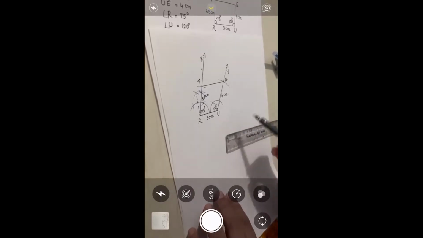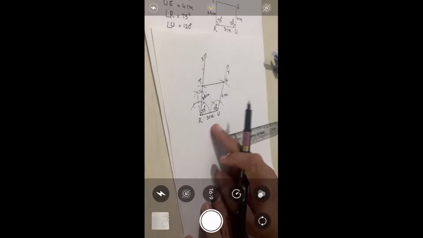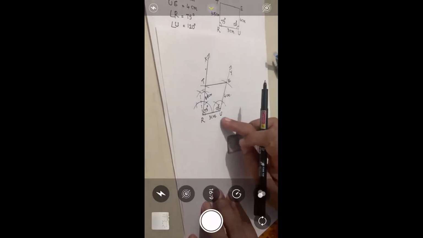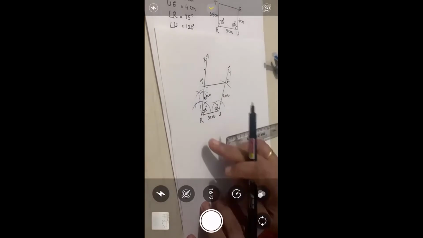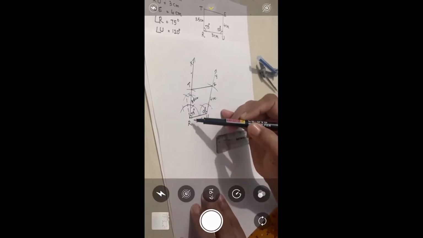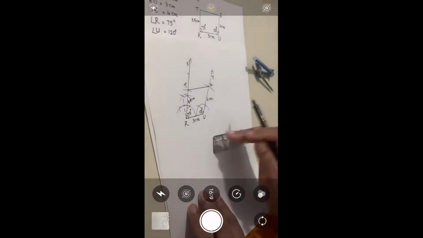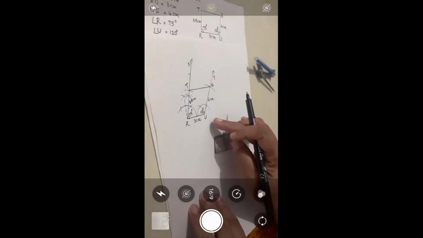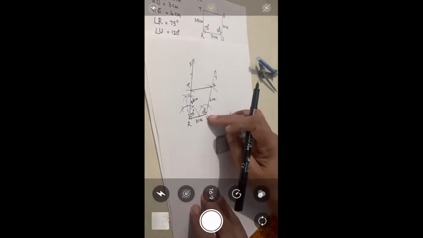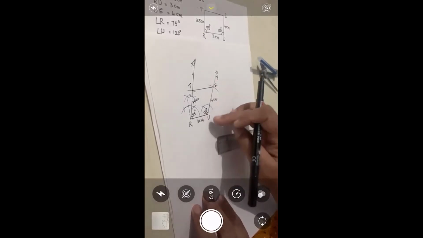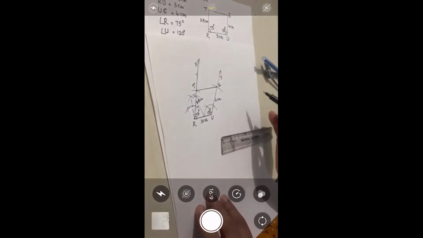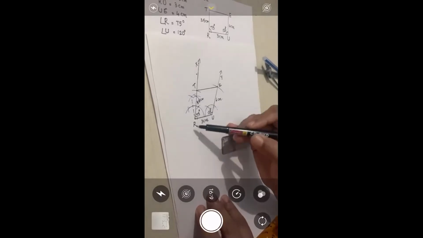Now I will say the steps once more. First of all, we have to construct line segment RU of length 3 cm. Then at the point R, we have to construct angle URX equal to 75 degrees. Then with R as center, draw an arc of radius 3.5 cm to intersect ray RX at T. Similarly, construct angle RUY equal to 120 degrees at the point U. Then with U as center, draw an arc of radius 4 cm to intersect ray UY at E. Now join TE. So we have got the required quadrilateral TRUE.